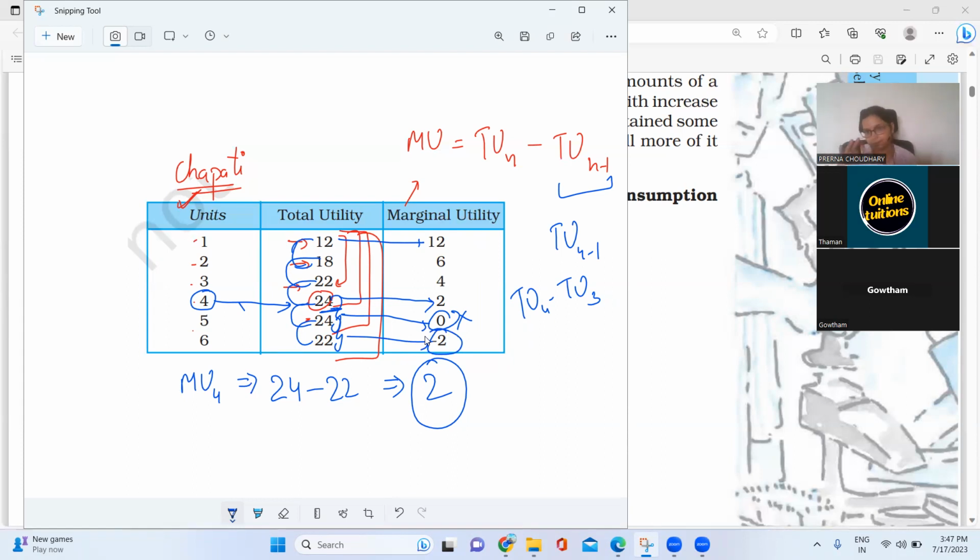Anything else you want me to ask over here? You should be understanding these two concepts: what is marginal and what is total. Because you might get a numerical in your exam for that. And on the basis of that only, many a times you will get a graph or diagram. We should proceed.